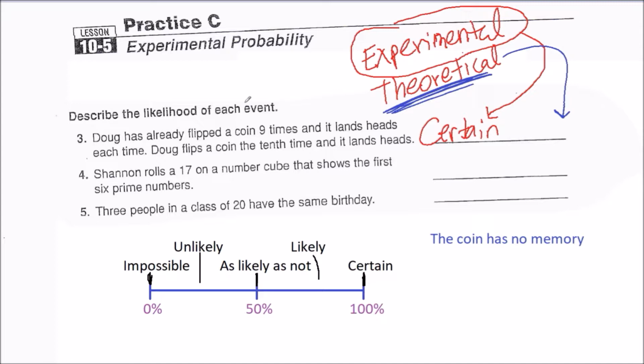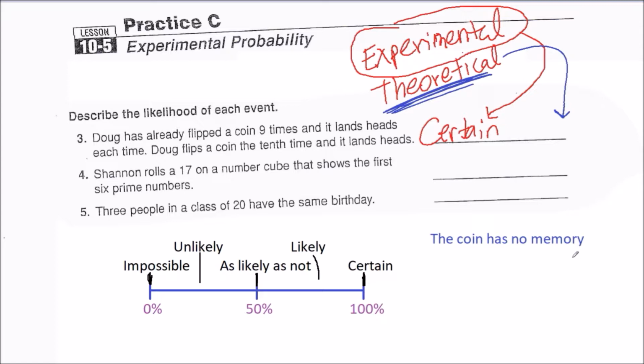that you might think, oh, tails is due. Tails has to come up because it can't keep coming up heads. It's got to eventually come up tails. That's something known as the gambler's fallacy, or a version of it. But the coin has no memory. The coin doesn't remember what happened in the last 9 flips.